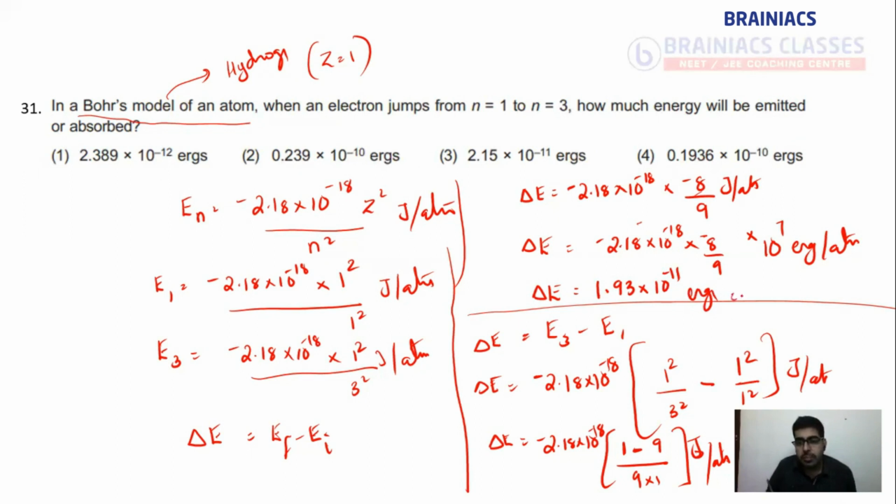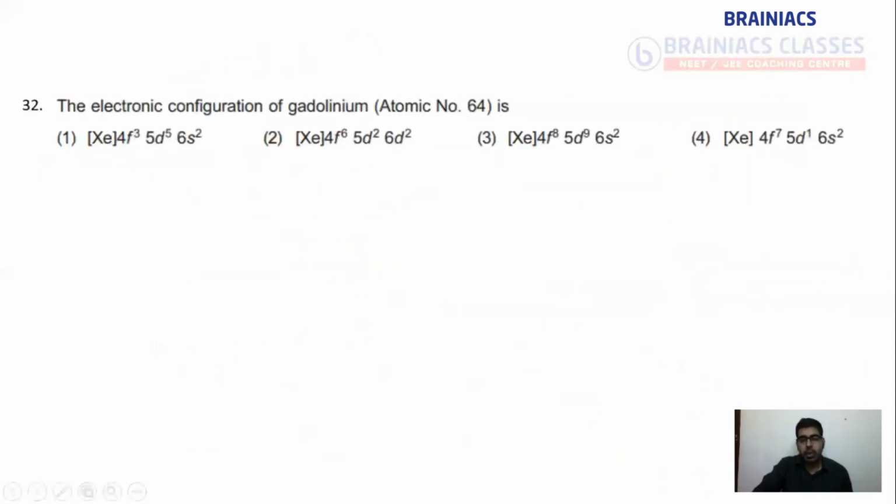Or you can write it by moving the decimal point, so you'll get 0.193 into 10 raised to minus 10 ergs per atom. Here we got 1.93 into 10 raised to minus 11; I'm taking this point to this side, so you get 0.193 into 10 raised to minus 10 ergs per atom. The answer is option 4. I think it's clear. Moving on to the next question.